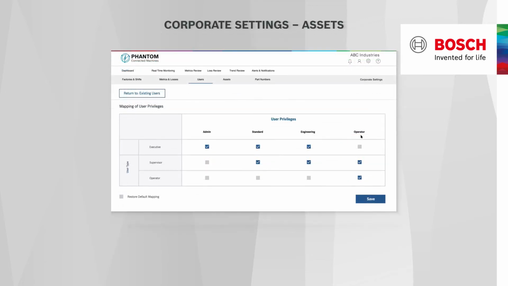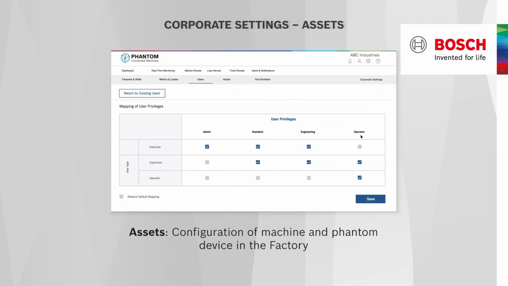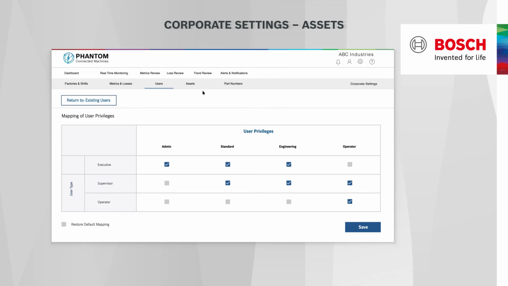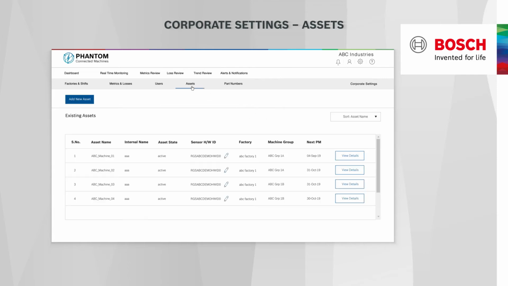Now let us have a look into the Assets menu. The Assets menu helps in configuring the machine and the Phantom device in the factory. Click on Assets in the menu bar. You can add a new asset or machine to the portal using Add a New Asset.